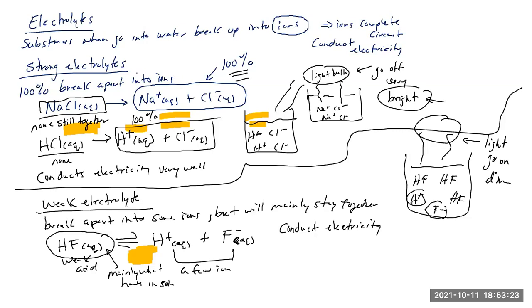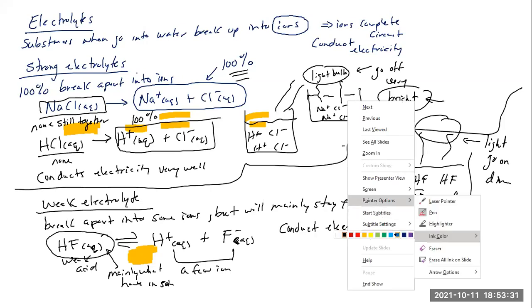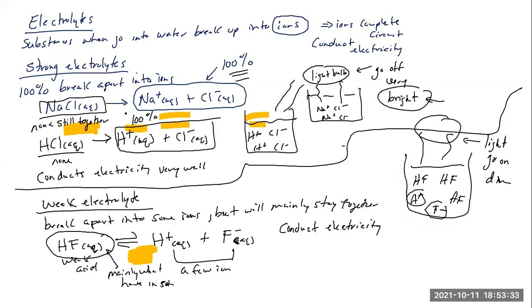Now, you may be wondering, they both break apart into ions. How do I know if one perhaps is a strong electrolyte or a weak electrolyte? A couple of big hints here actually can be found with the arrows.